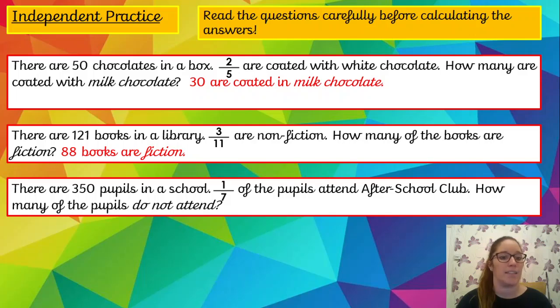Okay, and then lastly, there are 350 pupils in a school. 1/7 of the pupils attend after school club. How many of the pupils do not attend? This one was a little bit trickier. 350 divided by 7. It's the same as 35 divided by 7. It's 5, but because it's 10 times bigger, it's going to be 50. So 50 go to after school club, which means 300 don't go.